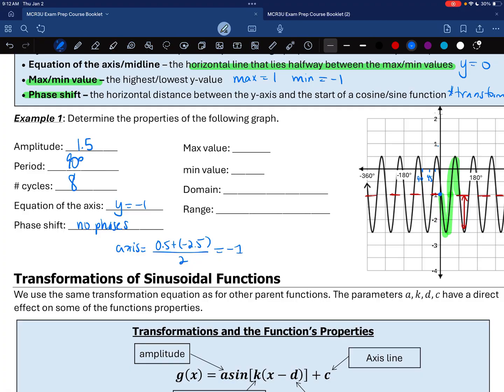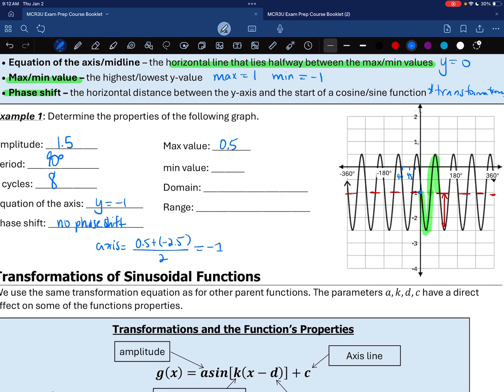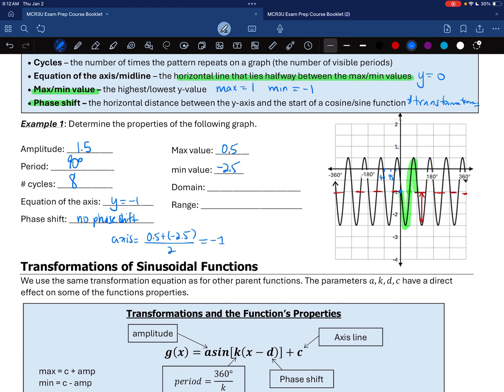But there is some ambiguity here. There's infinitely many answers for the phase shift. Our max value is at 0.5. Our min value is at negative 2.5. The domain for these functions is x is an element of the real numbers, because it just goes on forever to the left and the right. And the range is always in between those two max and min values. So we're going from negative 2.5 to 0.5.